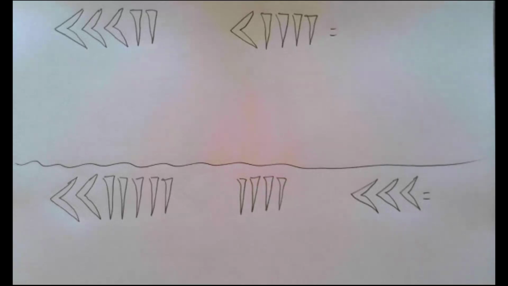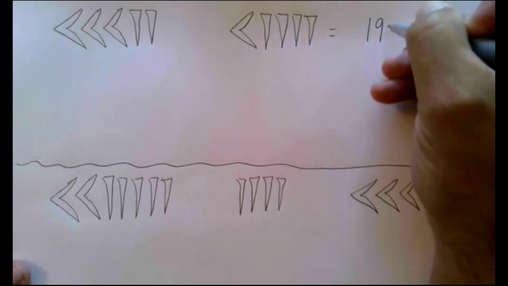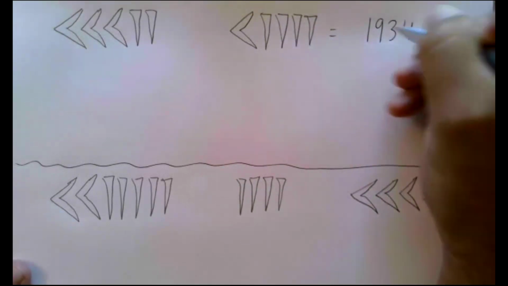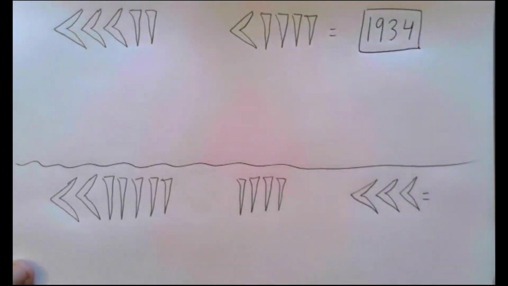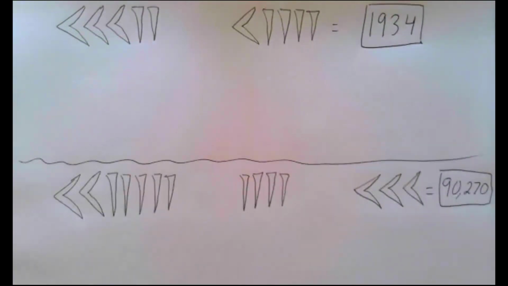Okay, so for this one, I'm just going to tell you the answer and then we'll go over it. See if you got the right answer. 1,934 is the correct answer here. And then down here is a big number, 90,270. If you got both of those, then good job, and maybe you can fast forward to the next page. If you did not get those, you should pay attention right now when we explain.